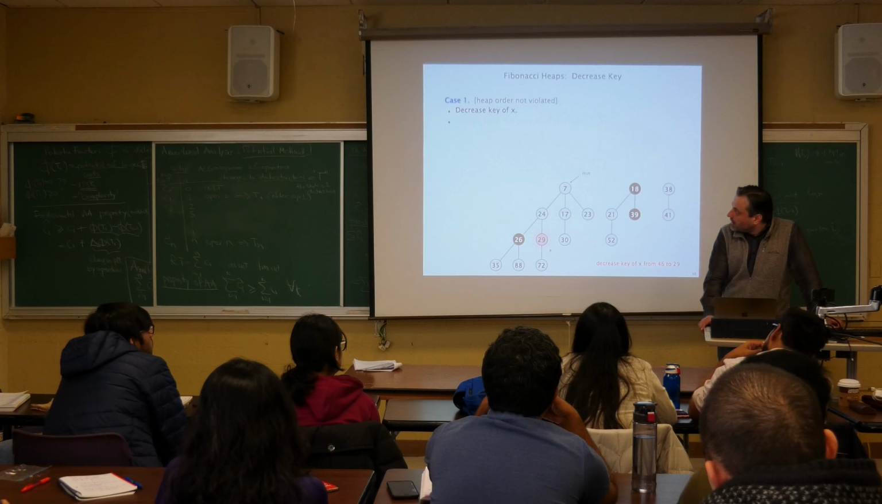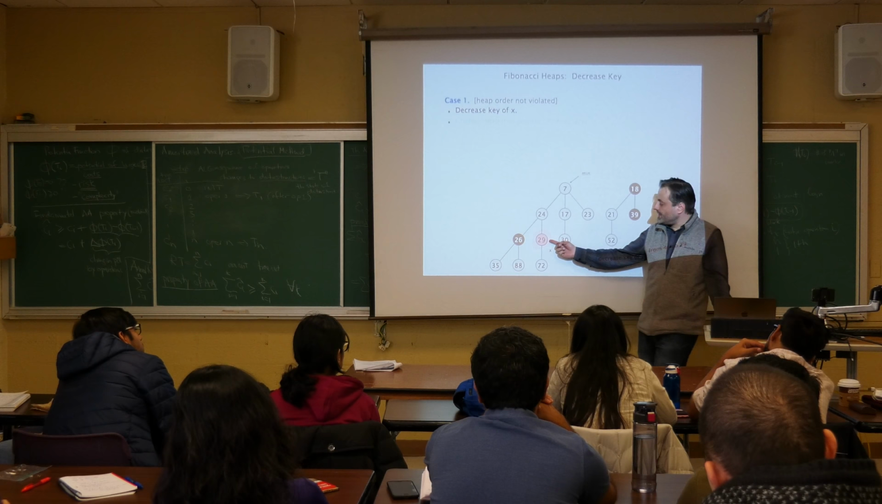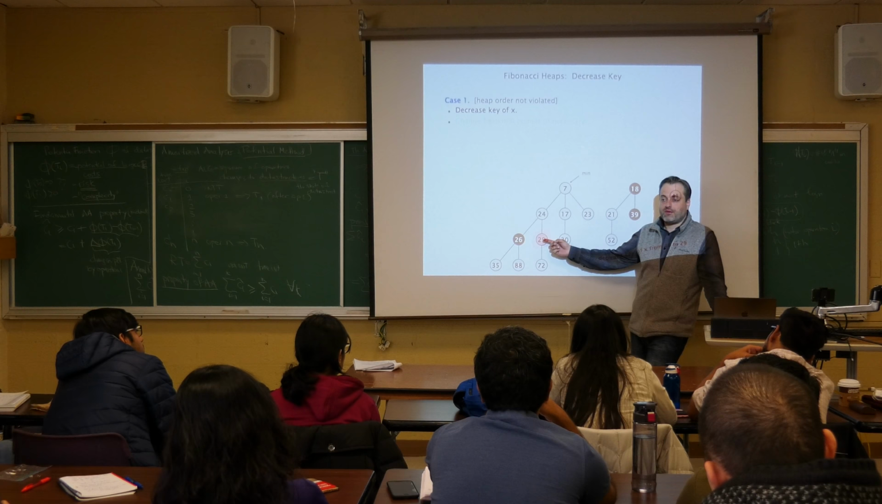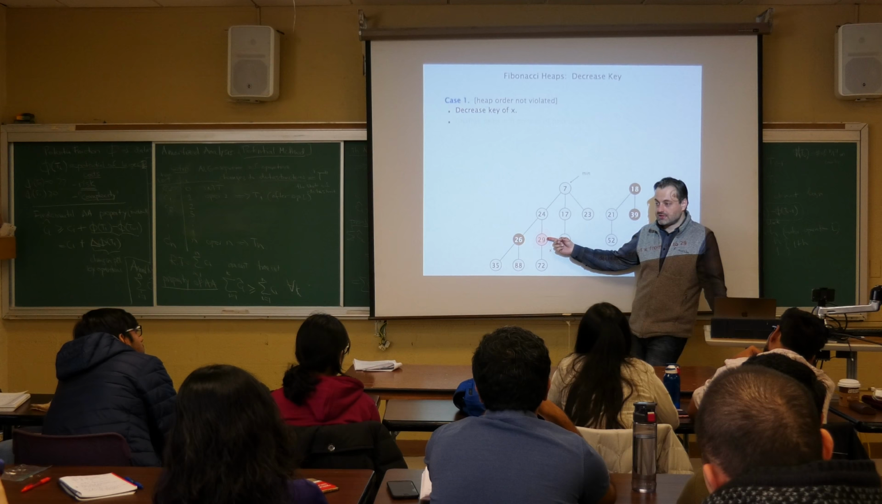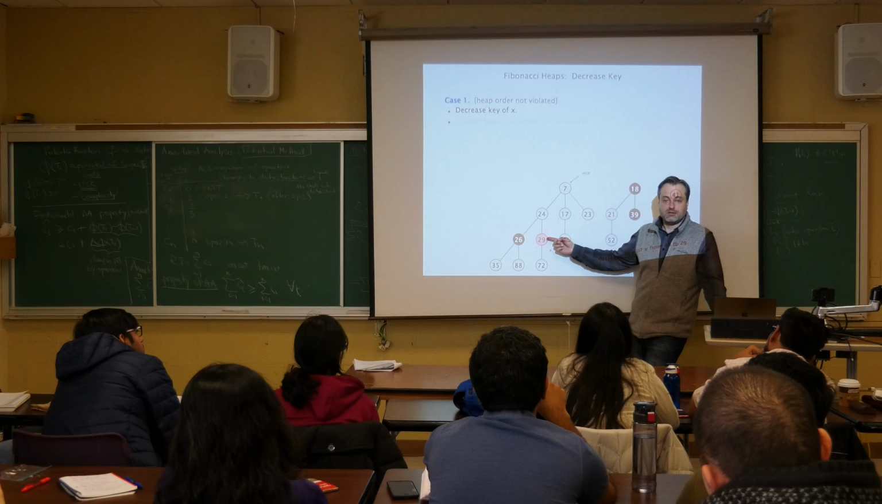So there is an easy case. If I decrease a key, what's the easy case when I don't have to do anything? If I decrease this 29 to 27, do I have to change something? About 25. When does it become a problem? When it's less than 24, because it doesn't maintain the property.